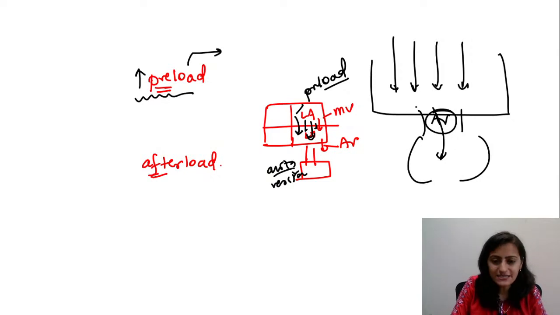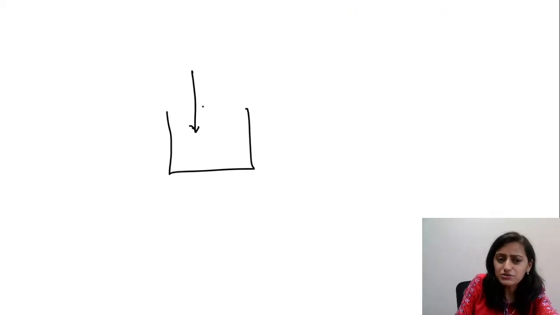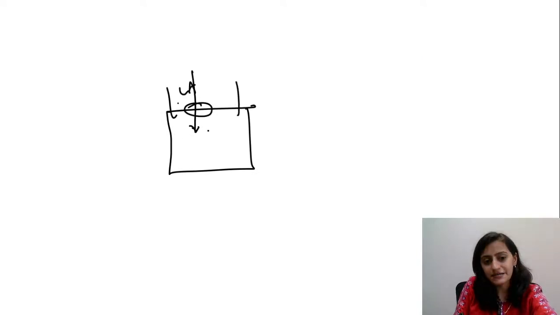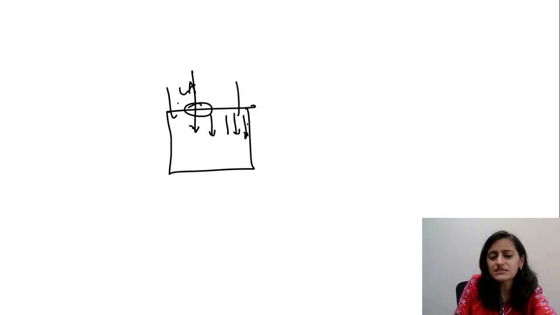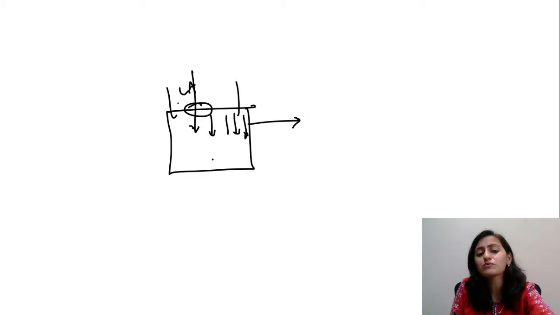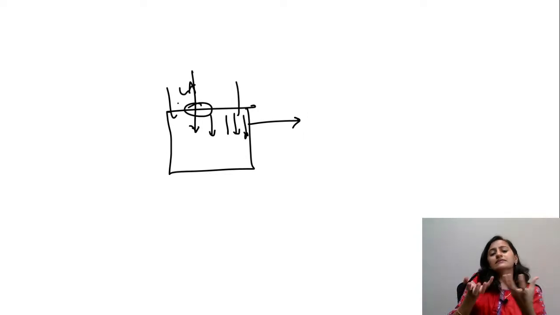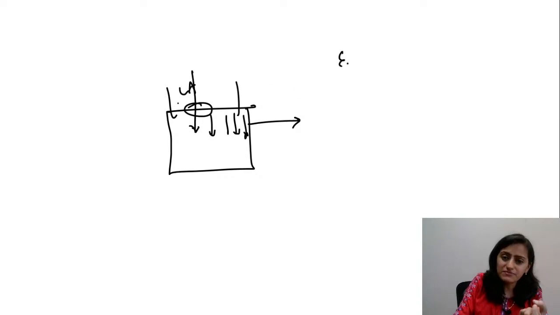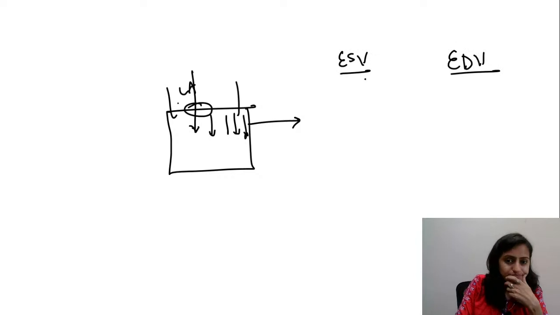What is increasing here? The inflow that is happening into the left ventricle from the left atrium is increasing. So this inflow, is it the end systolic volume or is it the end diastolic volume? The amount of blood received by the left ventricle from the left atrium, is it the end systolic volume or the end diastolic volume?